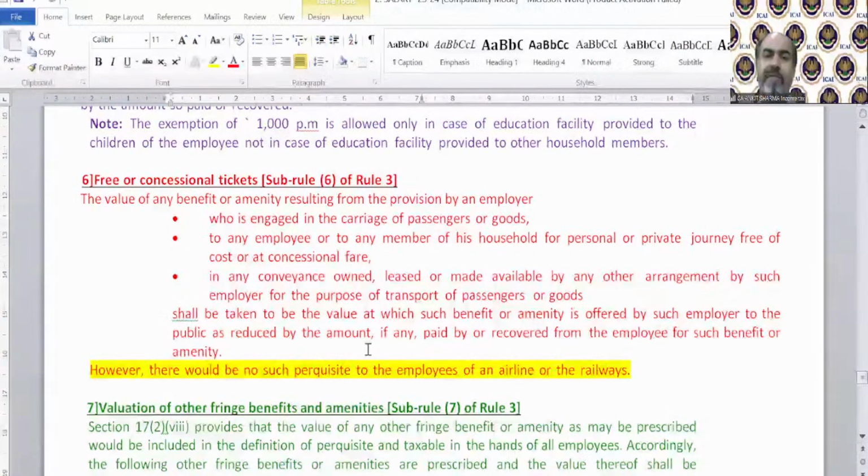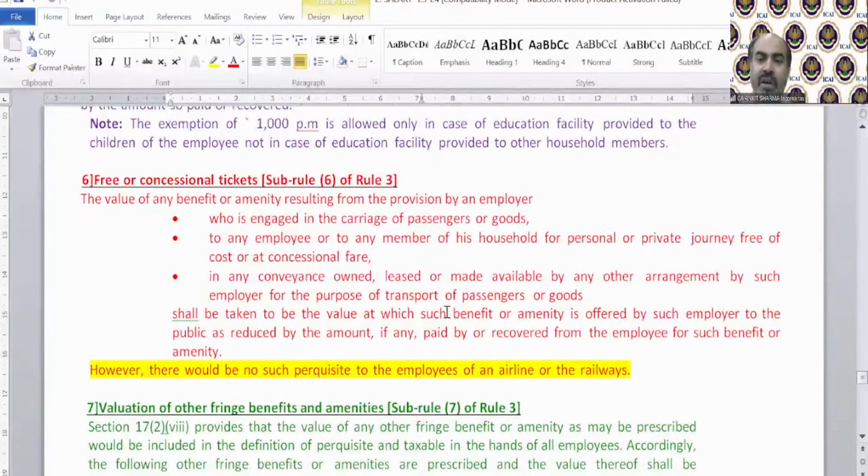The value of any benefit or amenity resulting from the provision by an employer who is engaged in the carriage of passengers or goods, to an employee or to any member of his household, for personal or private journey, free of cost or at concessional fare, in any conveyance owned, leased or made available by any other arrangement by such employer for the purpose of transport of passengers or goods. For example, my employer is running bus services and he is providing me journey facilities out of his bus services. Then what is going to be taxable will be as follows.